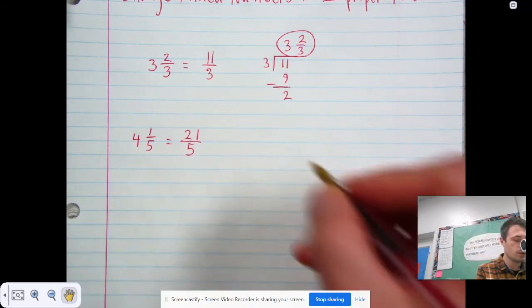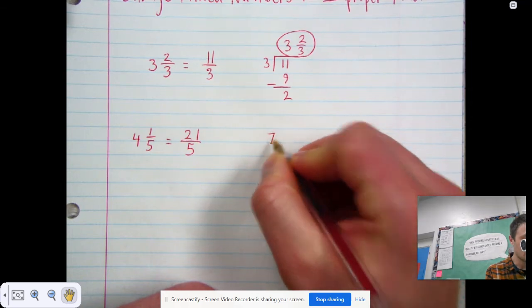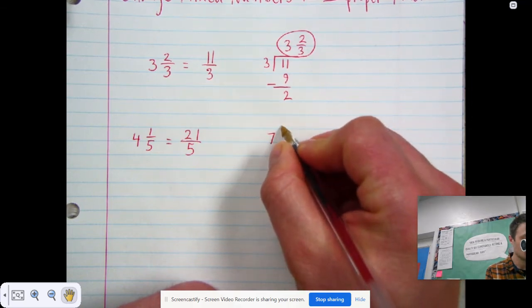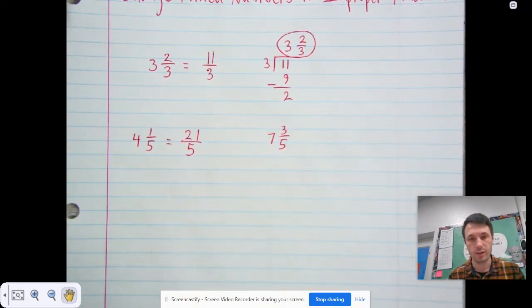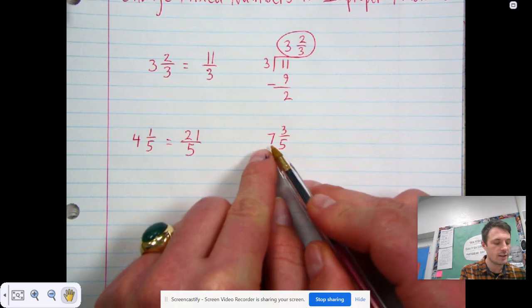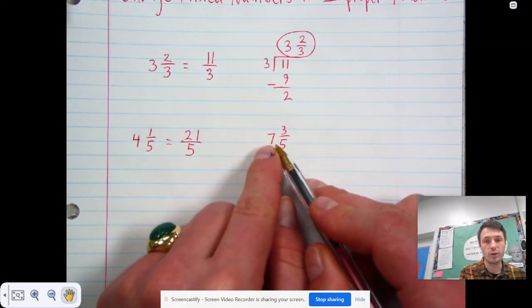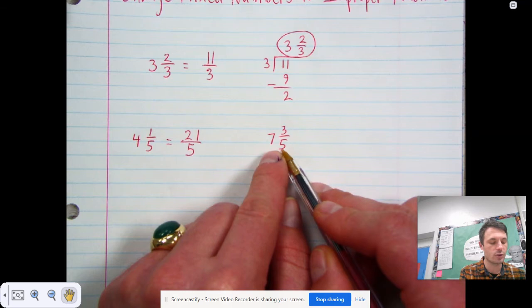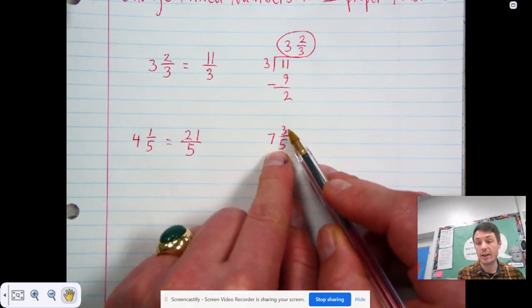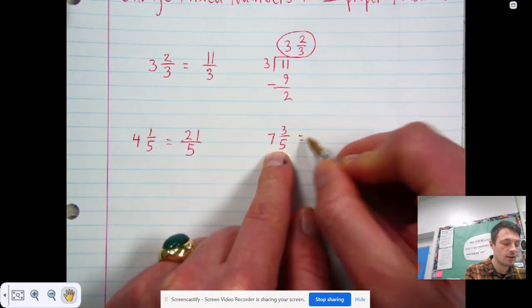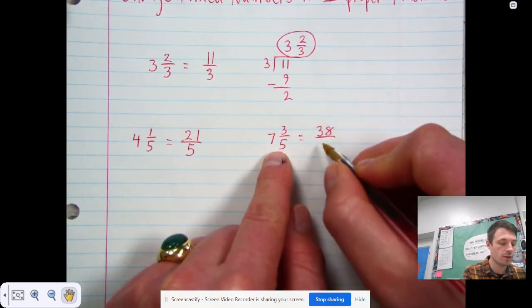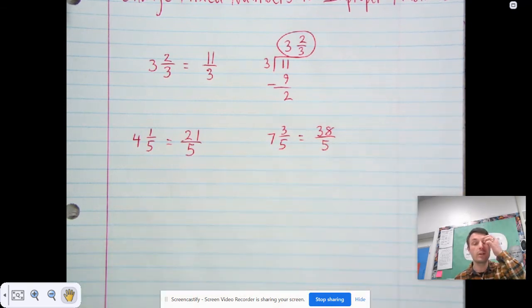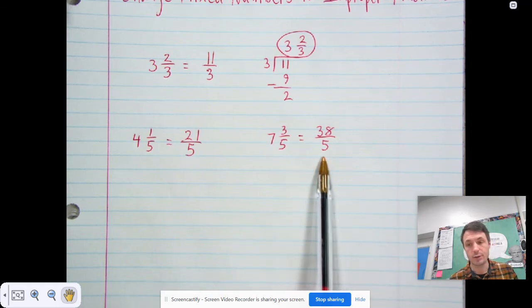Let's do another example. Let's say we have 7 3/5. How do we change 7 3/5, the mixed number, into an improper fraction? 7 times 5, you multiply the whole number times the denominator. 7 times 5 is 35. You add the numerator to that. 35 plus 3 is 38. That becomes your new numerator. Your denominator stays the same. It's 5 here, so it's 5 over here too. 38/5 is how you'd write 7 3/5 as an improper fraction.